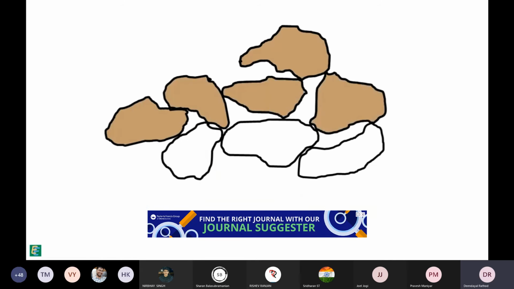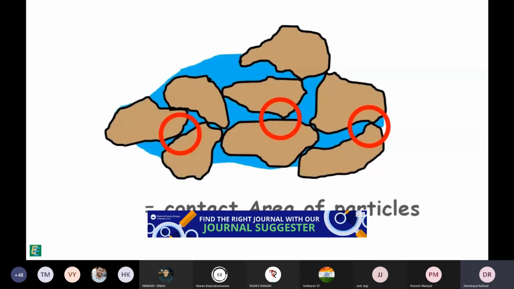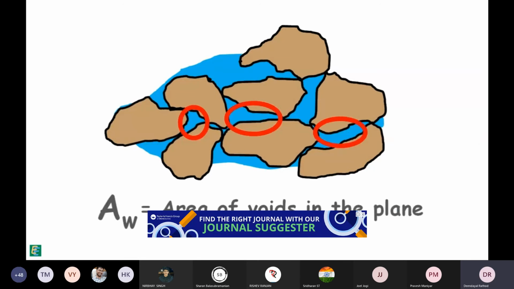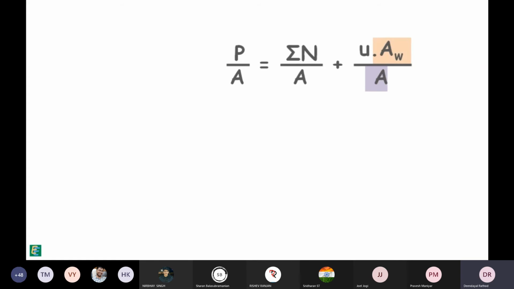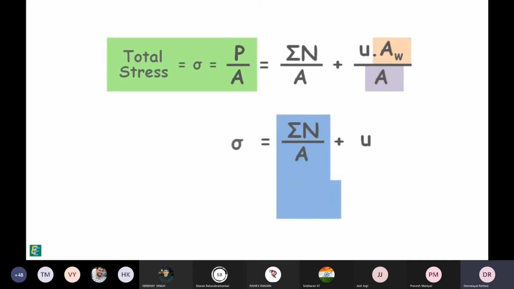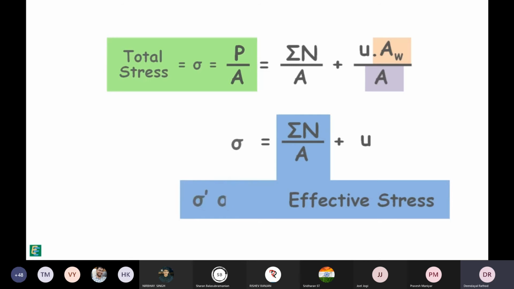If we notice, the area of contact of soil particles, let's say A_s, is very small, and almost all the area of this plane is covered by the area of voids, A_w. So in our equation, these can be considered almost equal. And this value we have already noted is the total normal stress on the area. So we get this. In this equation, this quantity is called effective stress. It is generally denoted by sigma prime or sigma bar.